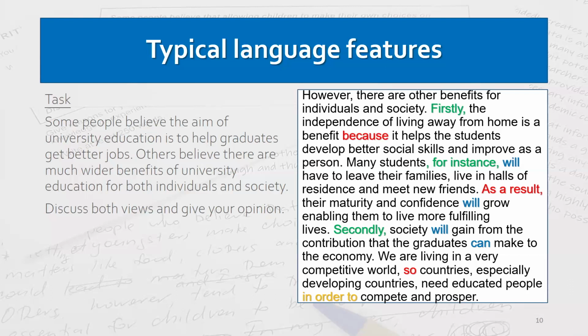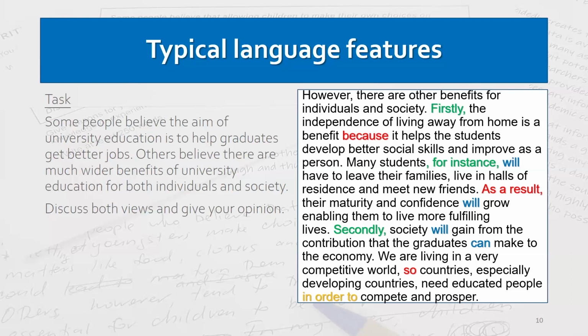The purpose of educating people is to have enough people who can compete and prosper, make the country prosper. All right. So there's actually an expression of the purpose of the action. Okay, we call "in order to" the language of purpose. I will talk more about the language of purpose in a minute.